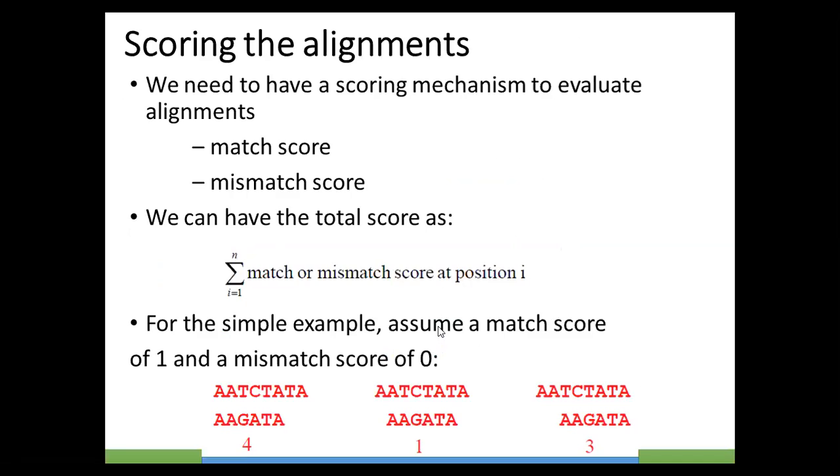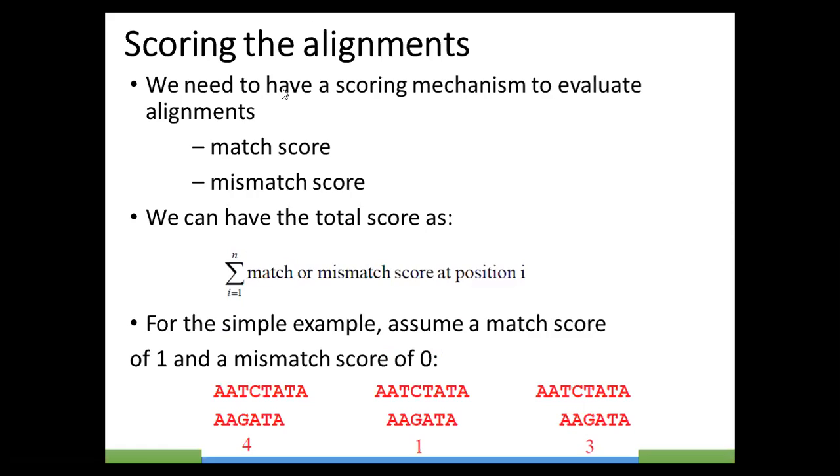So what's the solution? We should have a scoring technique. Okay, we should consider match score, mismatch score. It means we should consider the number of matches and number of mismatches and number of gaps. Okay. So we need to have a scoring mechanism to evaluate the alignment.